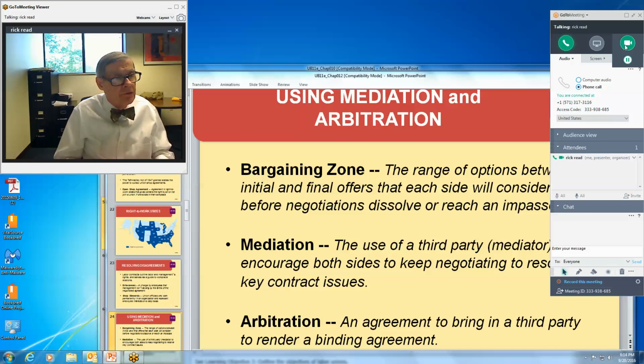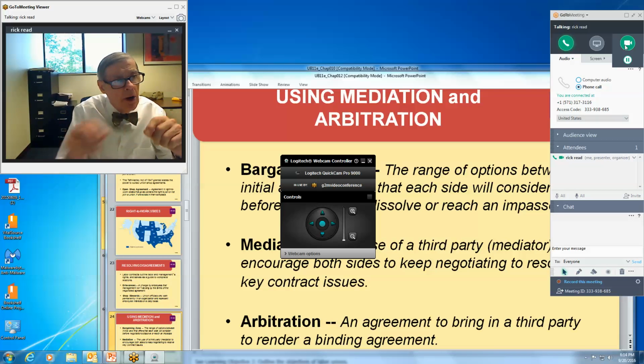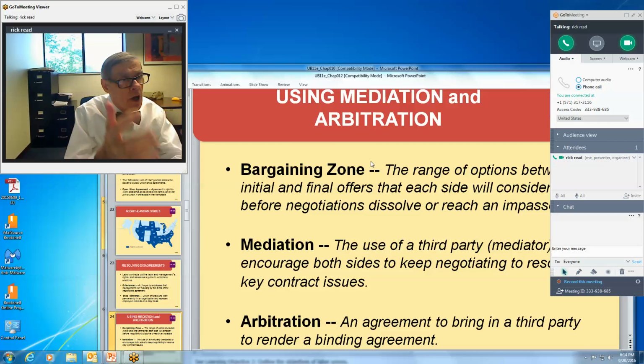Mediation is bringing in a third party, and there are federal mediators who come in. Their primary purpose is to encourage both sides to keep talking, to keep negotiating and working on the contract, and to try to keep things from getting out of hand and being acrimonious.